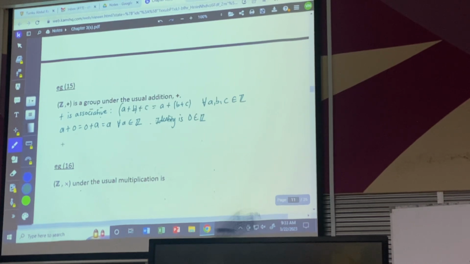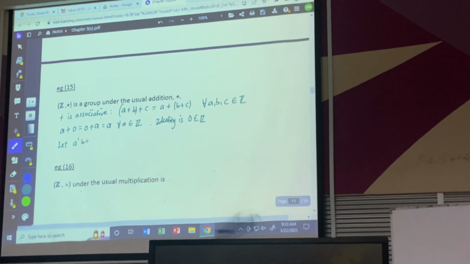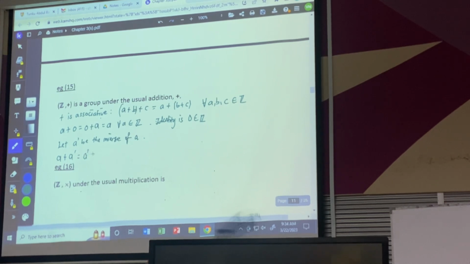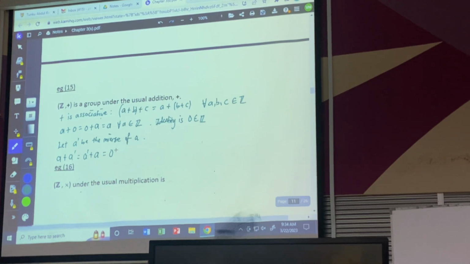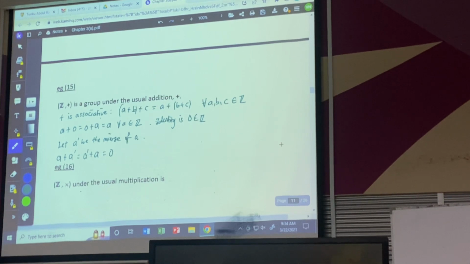Now, as I say, let's say we let the A prime be the inverse of A. So when we want to find the inverse, we need to make sure that we have A plus the A prime equal to the A prime plus A, which is equal to the identity. So the identity now is zero. What is A prime?